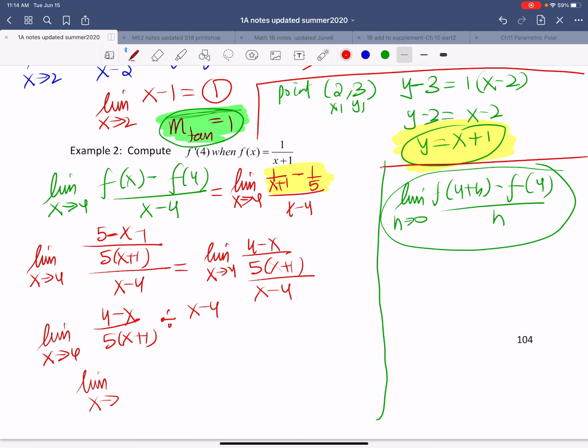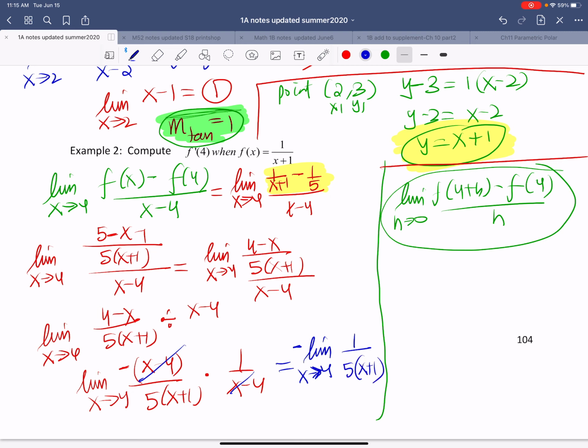Limit x approaches 4. 4 minus x can be written as negative x minus 4 times 1 over x minus 4. The x minus 4 was the one that was causing me trouble. I can cancel the common factor between numerator and denominator now. So I do have a negative in the front, and 1 over the remaining function is continuous at 4.